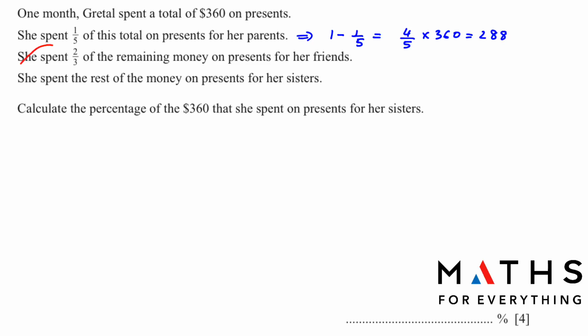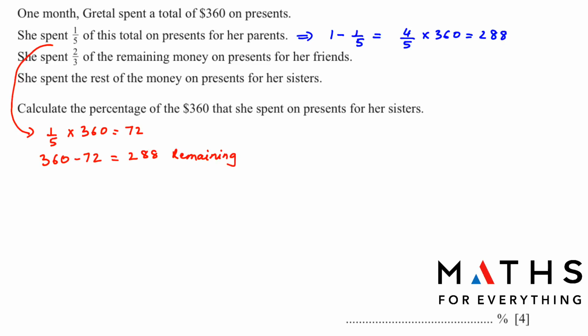Now for some reason, if you don't understand this short way, we can do it the long way. We find 1/5 of the money that she spends on her parents. This is 72. And then subtract this from the total. So 360 minus 72 is 288. This is the remaining money.